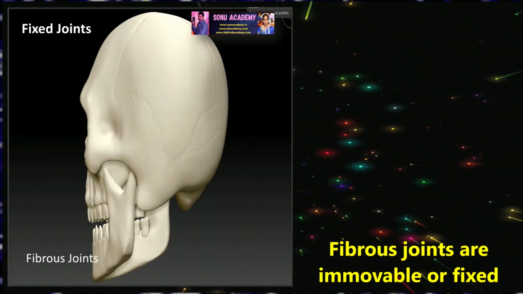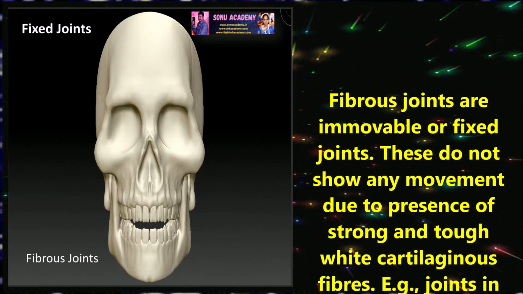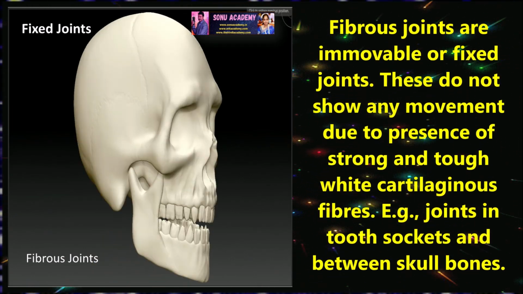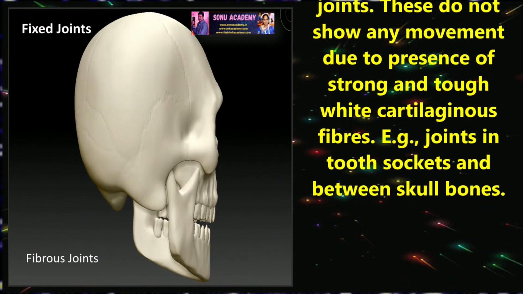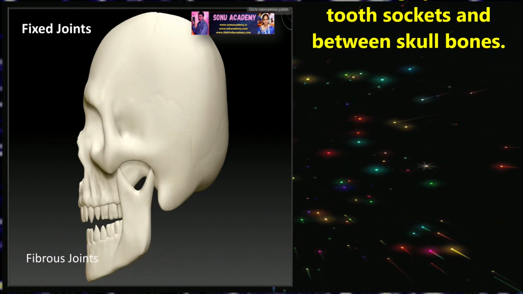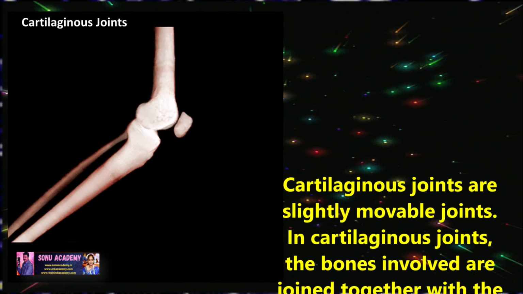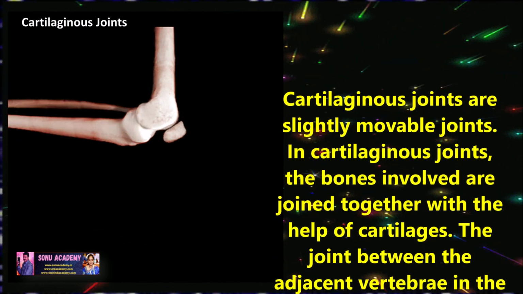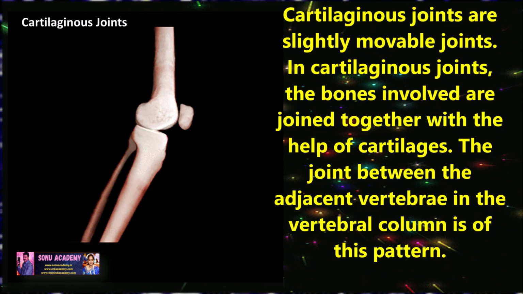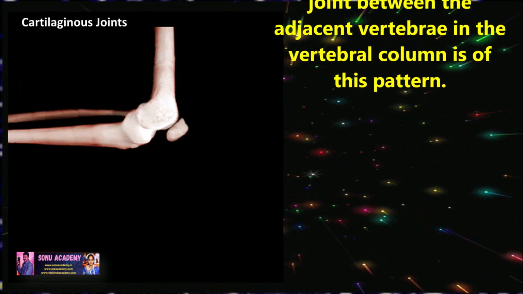The fibrous joints are immovable or fixed joints. These do not show any movement due to the presence of strong and tough white fibers. Examples are the joints in tooth sockets and between the skull bones. Cartilaginous joints are slightly movable joints. In cartilaginous joints, the bones involved are joined together with the help of cartilage. The joint between adjacent vertebrae in the vertebral column is of this pattern.